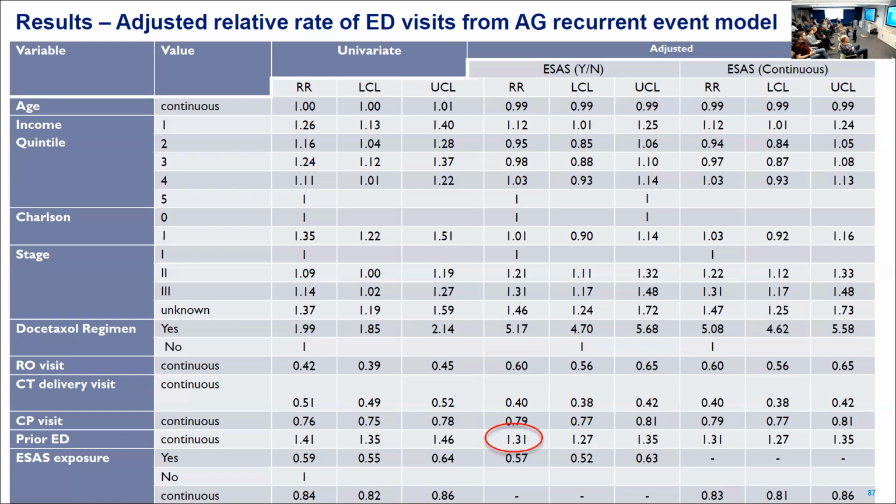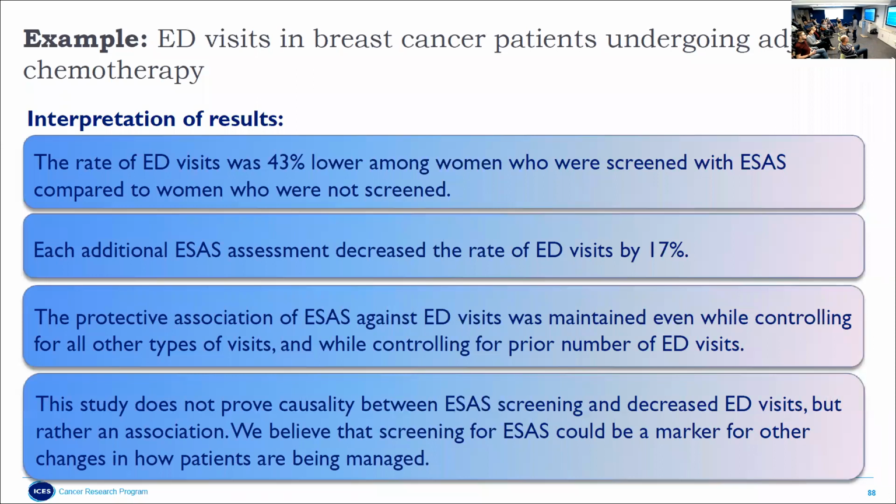I've already interpreted the results, but the key is that this is obviously not causal, it's an association. We're trying to see if it's a marker for something else. And there are more studies being done on whether people with high ESAS pain who then get an intervention, some type of opioid, what their ED use is like after that point.